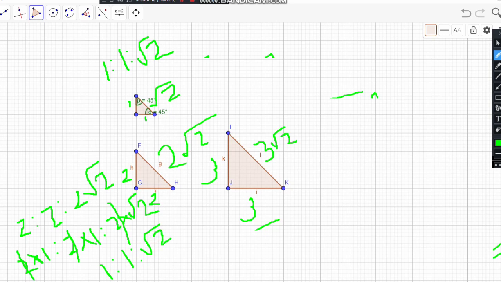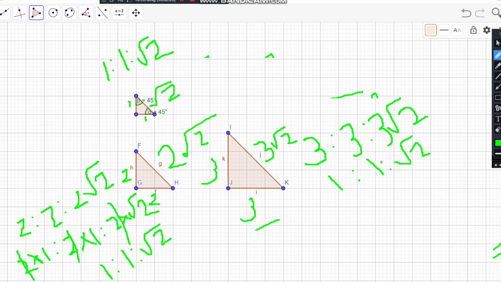Then what about the third one? Here also the sides are 3, 3, 3 root 2. So find out the ratio of the sides. The ratio is 3 is to 3 is to 3 root 2. Here also we can see 3 is a common number, so let us remove the common factor. Then we have the ratio 1 is to 1 is to root 2.